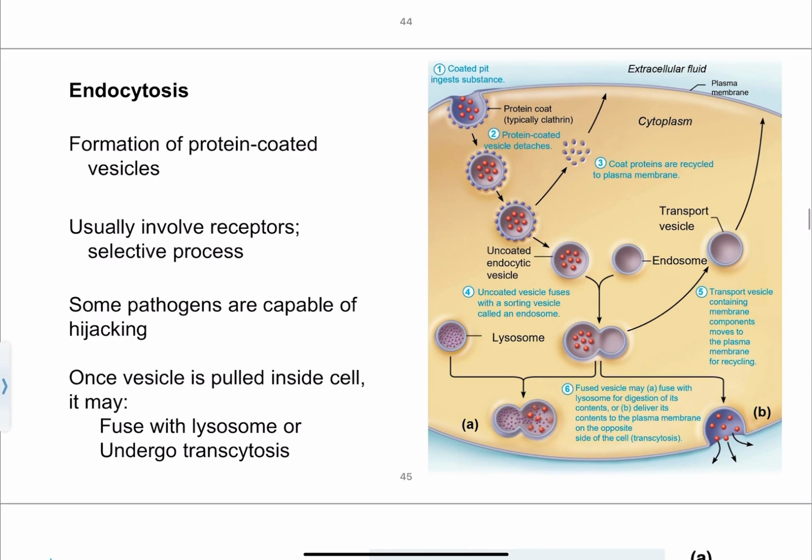So endocytosis, you do not need to worry about the clathrin-coated pit or anything like that. Just have a general understanding. Endocytosis, we're bringing something into the cell. And how do we do that? We basically pinch off or invaginate the plasma membrane right here. And eventually it's going to pinch off to form this vesicle right here.